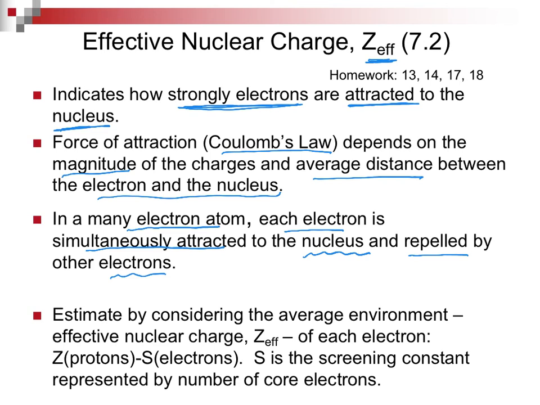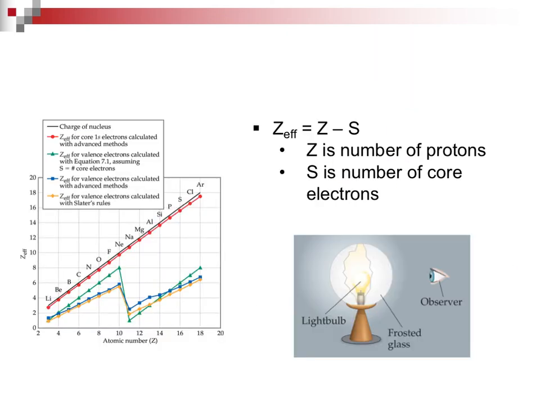It's sitting down there. Essentially, ZeFF is going to be equal to Z, which is the number of protons, minus S, the number of electrons, where S is going to represent the core. That is the noble gas that we wrote in the electron configuration.